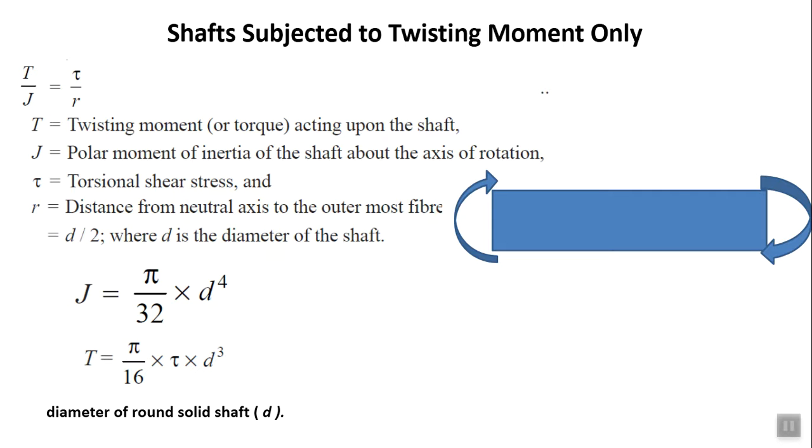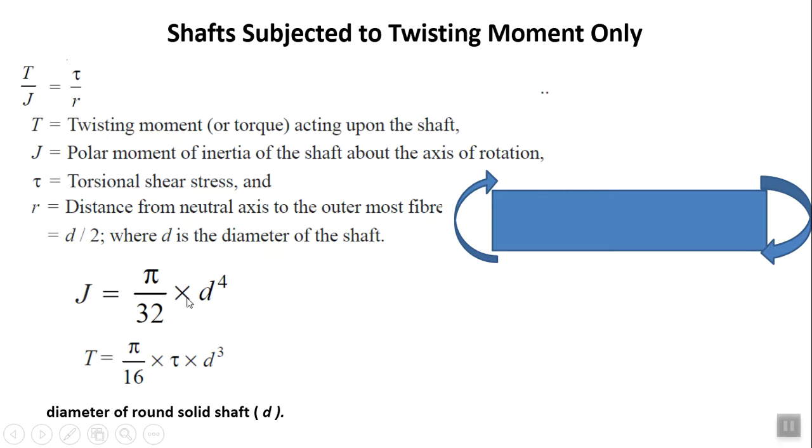Let us try to understand the first case, where the shaft is subjected to twisting moment only. You all have studied this case in strength of materials, where you used the equation T by J is equal to tau by R. We know that T is the twisting moment acting upon the shaft. J is the polar moment of inertia of the shaft about the axis of rotation. Tau is the torsional shear stress, and R is the distance from the neutral axis to the outer side. So it is D by 2, as it is a circular cross section. If it is a solid shaft, then J is very well known, pi by 32 into d raised to 4.